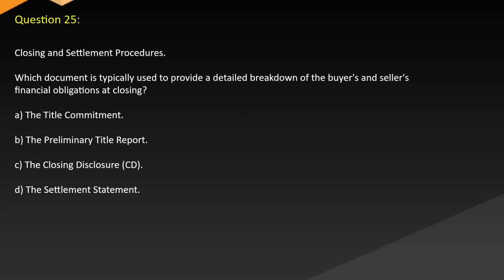Question 25. Closing and settlement procedures. Which document is typically used to provide a detailed breakdown of the buyer's and seller's financial obligations at closing? A. The title commitment. B. The preliminary title report. C. The closing disclosure. D. The settlement statement.